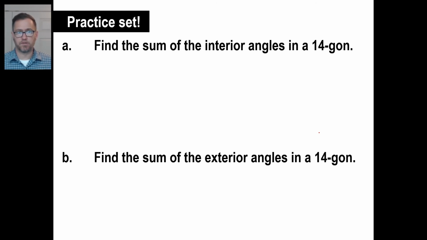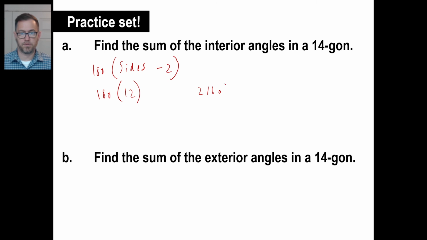Okay, the rule is, don't forget, for the interior angles, you take the number of sides minus 2 and multiply it by 180. A 14-gon is 14 minus 2, which is 12. So 180 times 12 is 2,160. That's the interior angles. All right, pause it and try B.